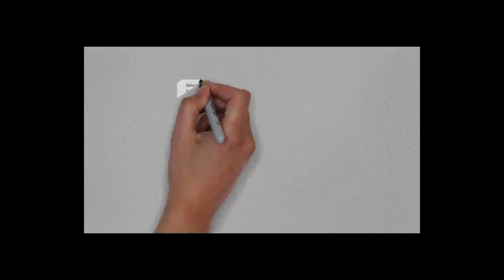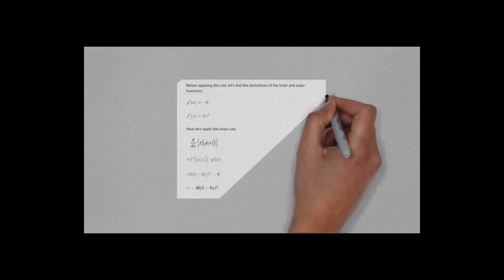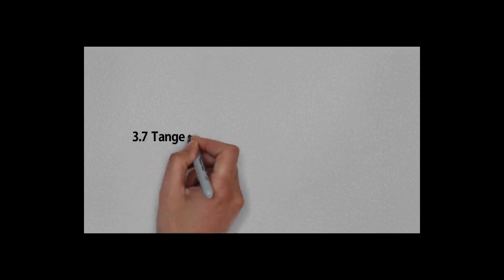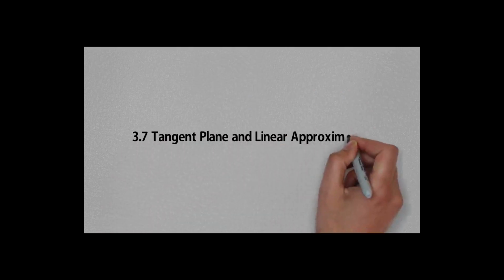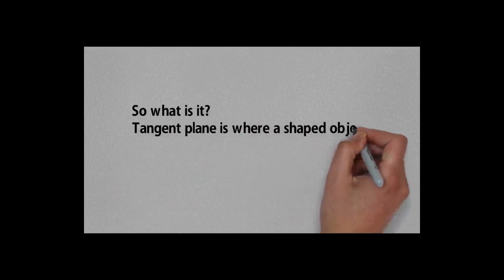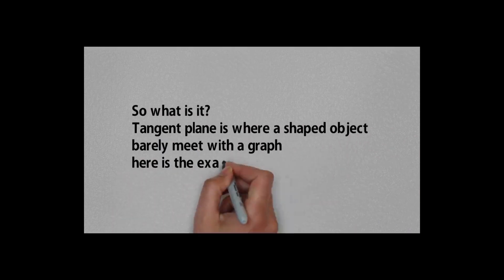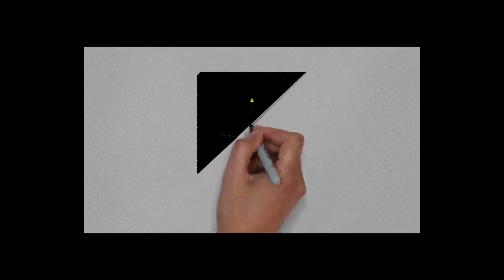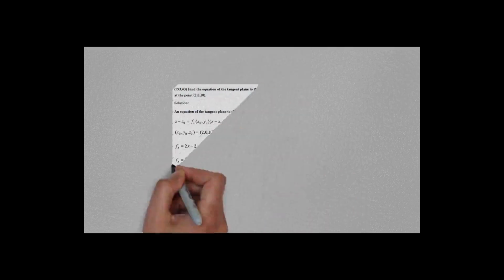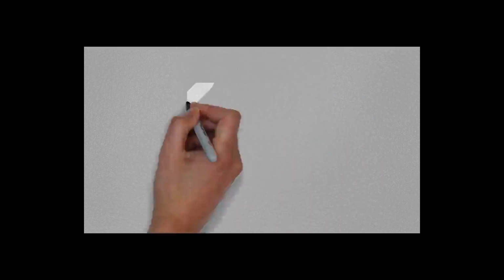result. And for the last is tangent plane and linear approximation. What is a tangent plane? A tangent plane is where a shaped object meets barely, or kisses, the graph. Here is the example of the plane itself. As you can see, the circle plane is approaching or barely meeting the graph of x, y, z. In the picture is an arrow. And this is the formula and the question that we sometimes see. And after that, we can see the graph of the formula and the result.